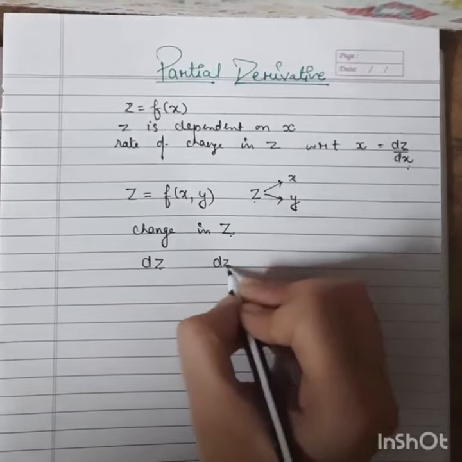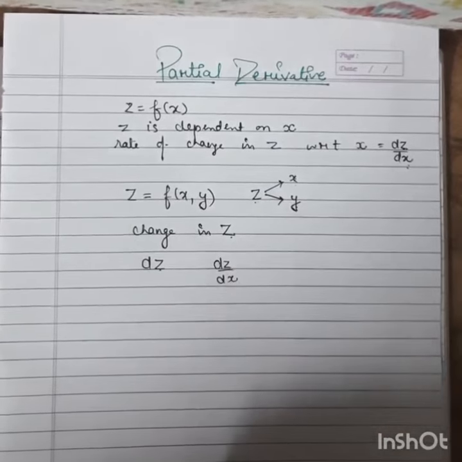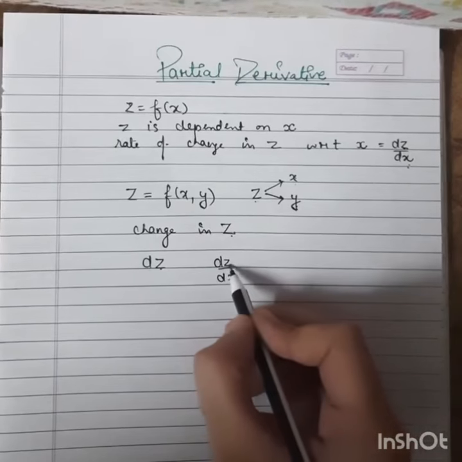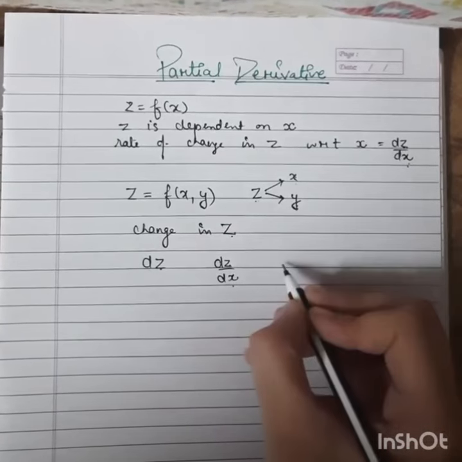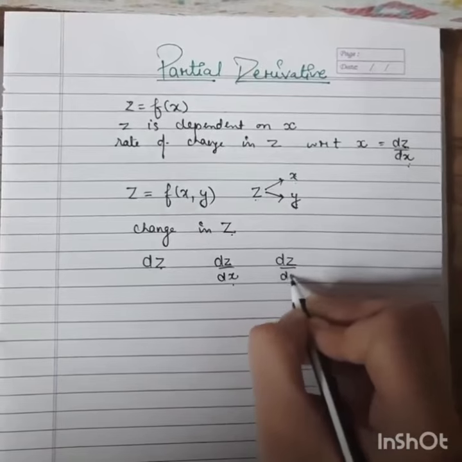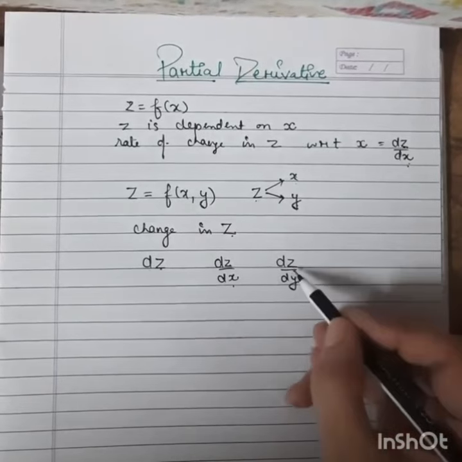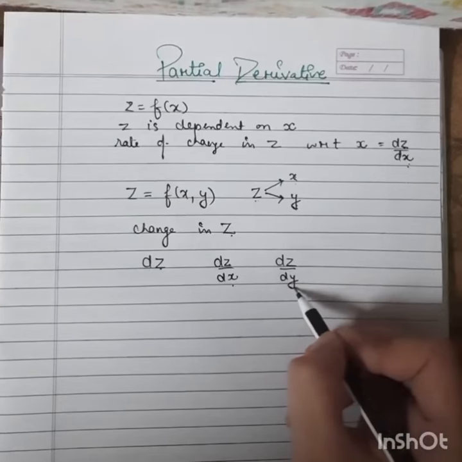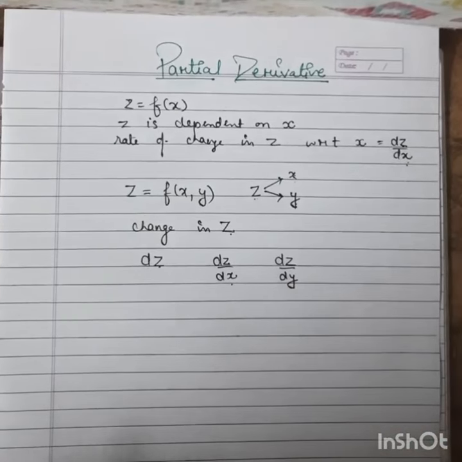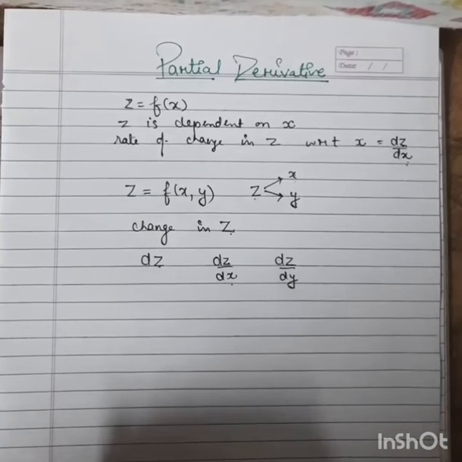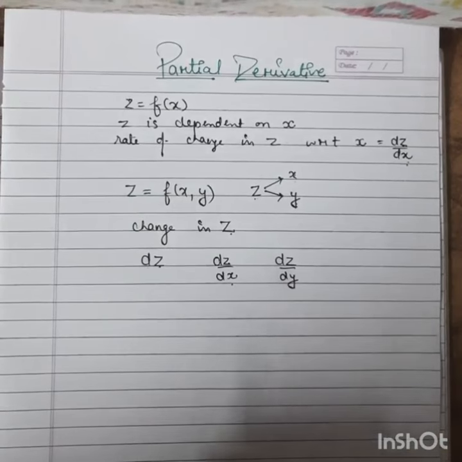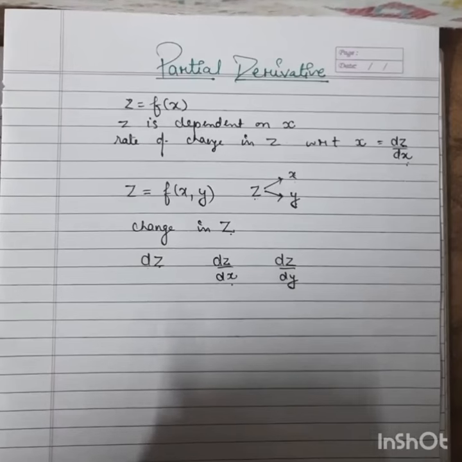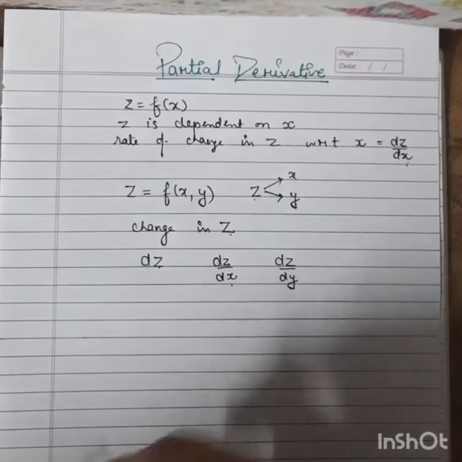If I write like this, dz by dx, now what does it represent? Total change in z with respect to variable x. And if I write dz by dy, what does it mean? Total change in z with respect to y. Now in order to calculate the total change in z, we need to calculate first the partial change in z with respect to x and y.